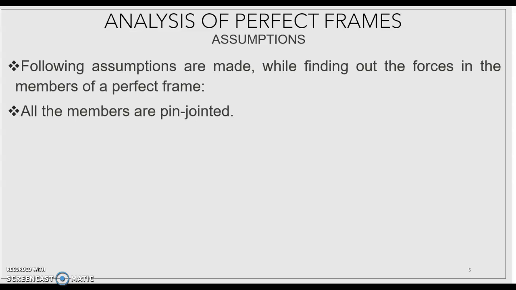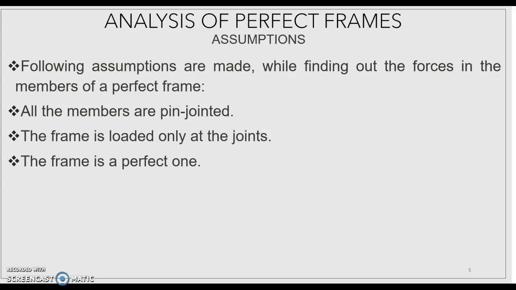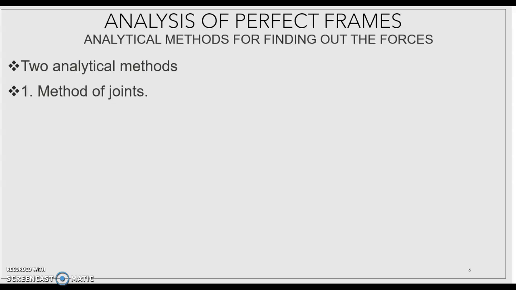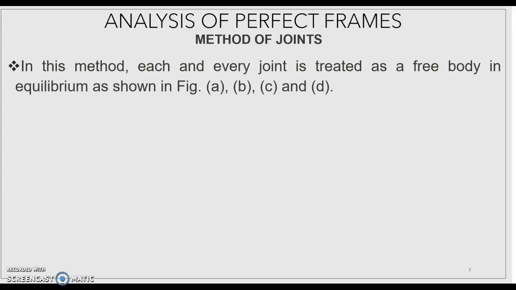Assumptions: all the members are pin jointed, the frames are loaded only at the joints, and the frame is a perfect frame. Analytical methods for finding out the forces. There are two methods, method of joints and method of sections. In method of joints, every joint is treated as a free body diagram and it is in equilibrium.